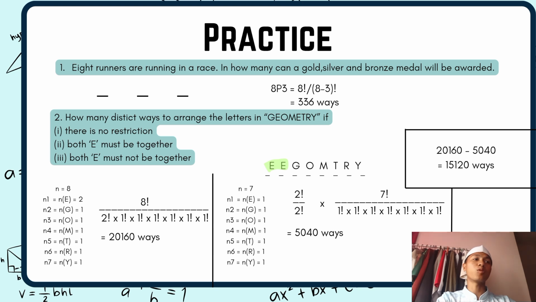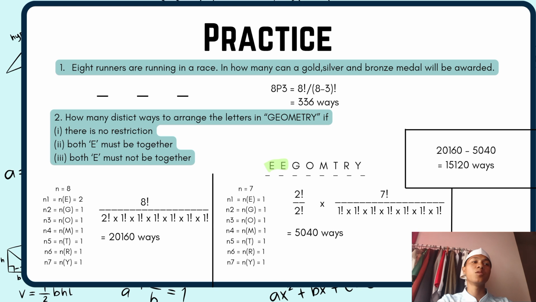moving on to the second problem, how many distinct ways can we arrange the letters in GEOMETRY? Case 1, no restriction. So there are 8 letters, and since E repeats twice, the total number of arrangements is 8 factorial over 2 factorial. So we just use the formula, and we got 20,160 ways. Case 2, both E must be together. So we treat the two E's as a single unit, reducing the arrangement to 7 groups. So for the result, we just use the formula, and we got 5040 ways.